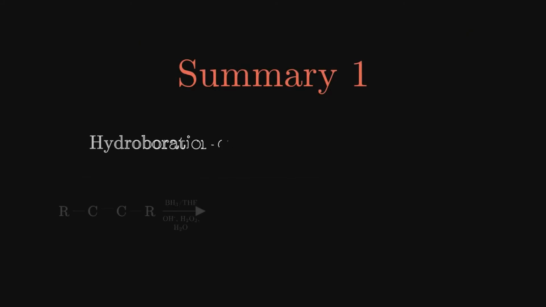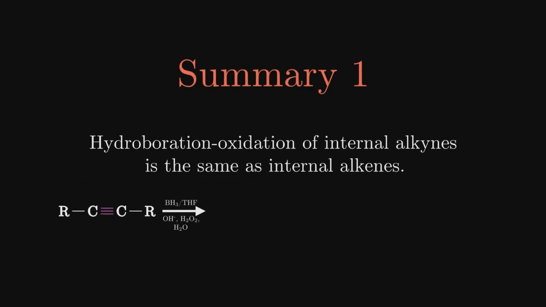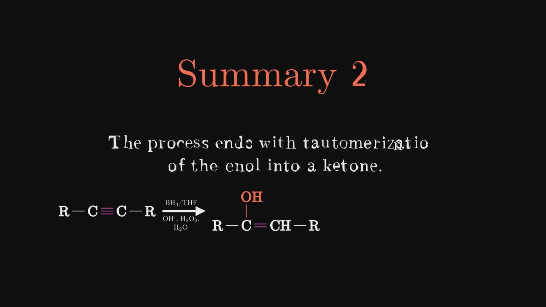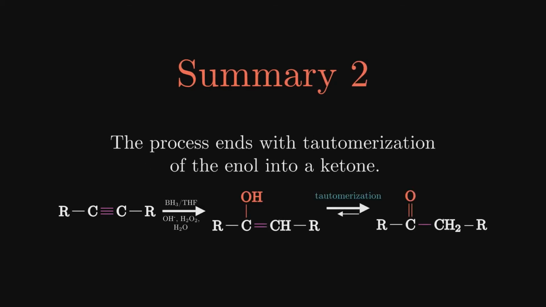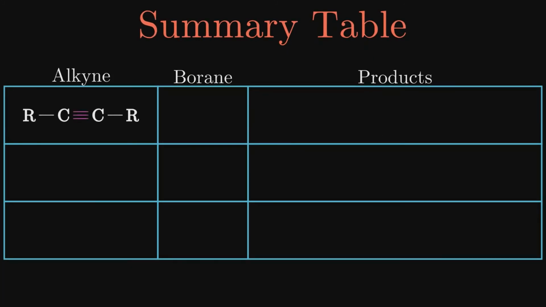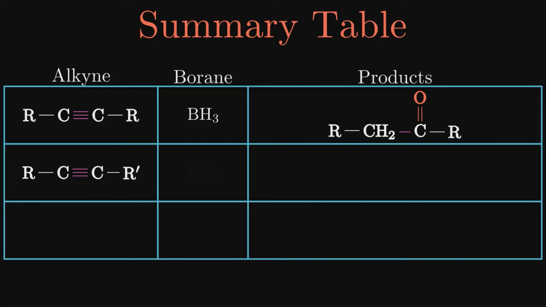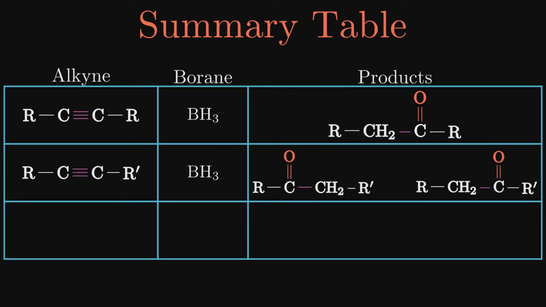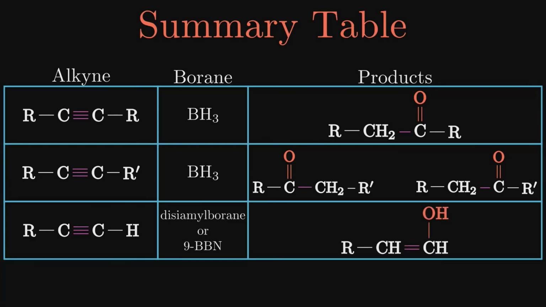In summary, the mechanism for hydroboration-oxidation of internal alkynes is the same as that for internal alkenes. Of course, the initial result is an enol, which quickly rearranges into a ketone. We would expect symmetrical alkynes to produce 1 ketone, but asymmetrical alkynes to potentially produce 2 ketones. For terminal alkynes, dicyamyl borane or other reagent like 9BBN is used to ensure the enol is formed. The OH group lands on the primary carbon at the end of the chain. When it rearranges, it becomes an aldehyde.